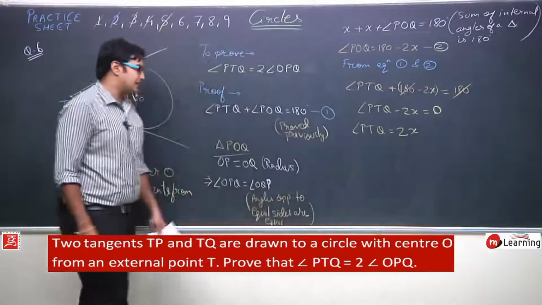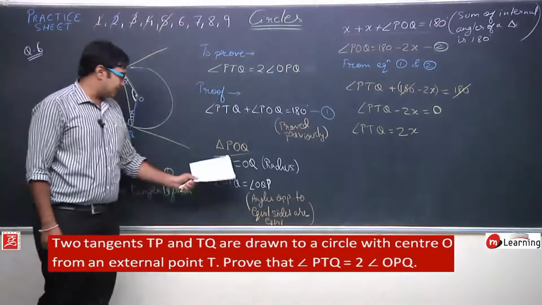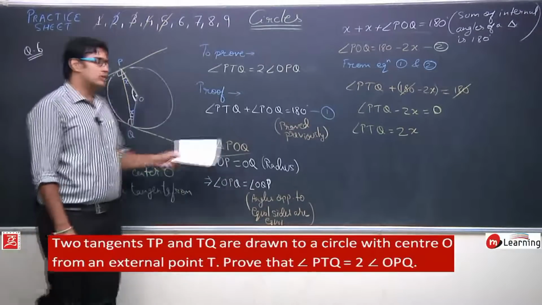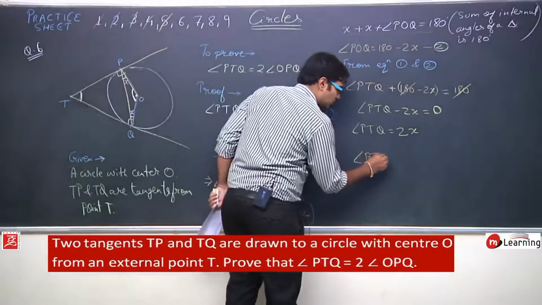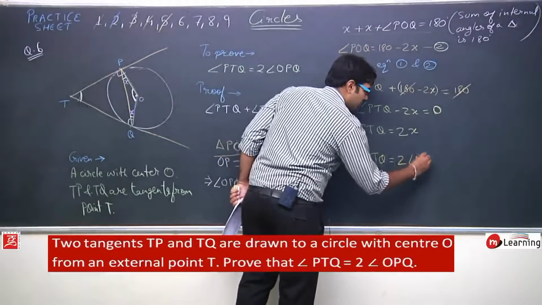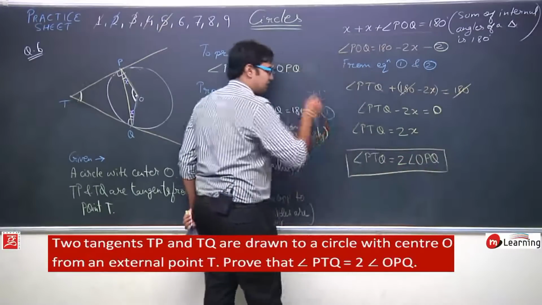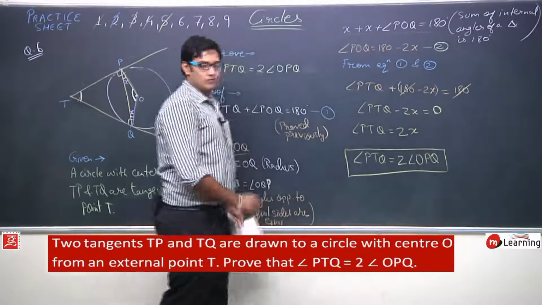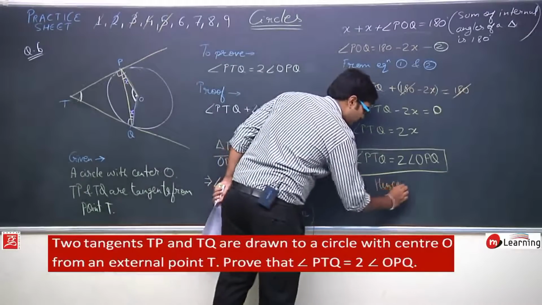Now what is x? X is basically OPQ. This x angle is OPQ. So in place of x I can write angle PTQ is equal to 2 times angle OPQ, and this is the relation that we need to prove. Okay, so hence proved.